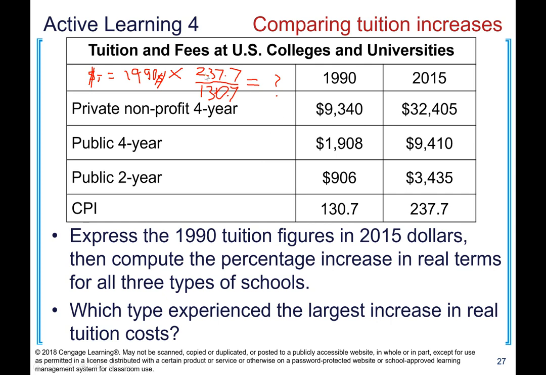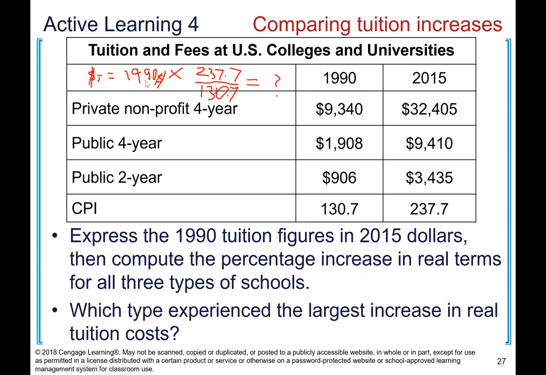Active learning: tuition fees at United States colleges and universities, comparing tuition fees. In 1990, a private non-profit four-year university was charging $9,000. In 2015, it was $32,405. Public four-year was $1,908 in 1990, $9,400 in 2015. So the question is, express the 1990 tuition figures in 2015 dollars.